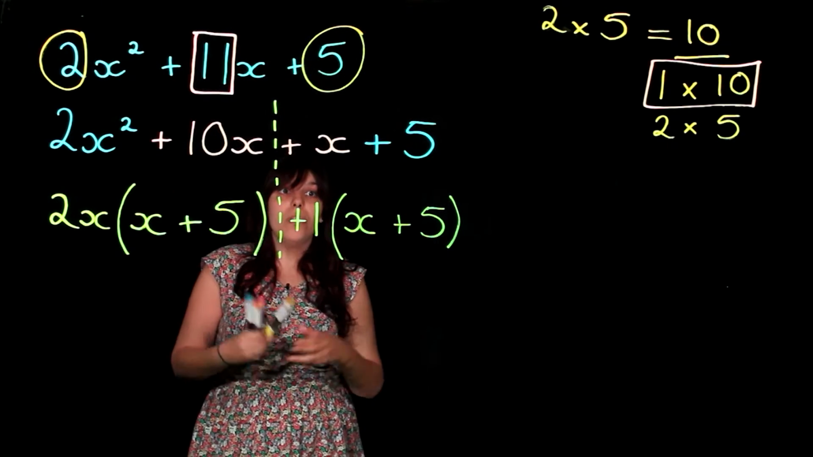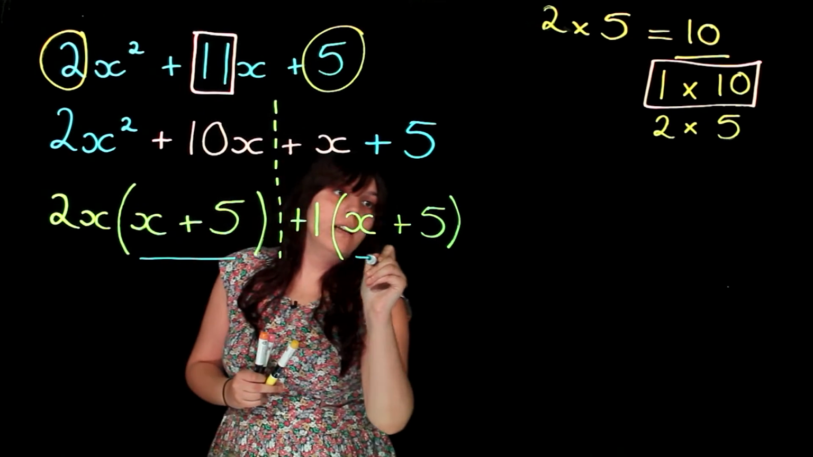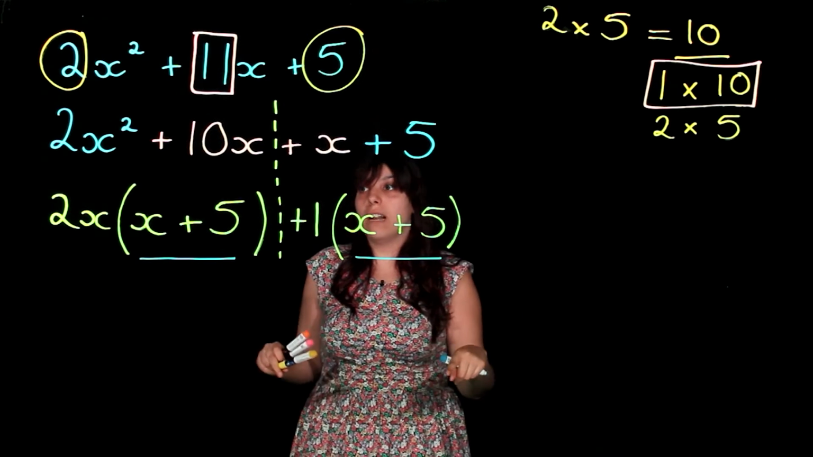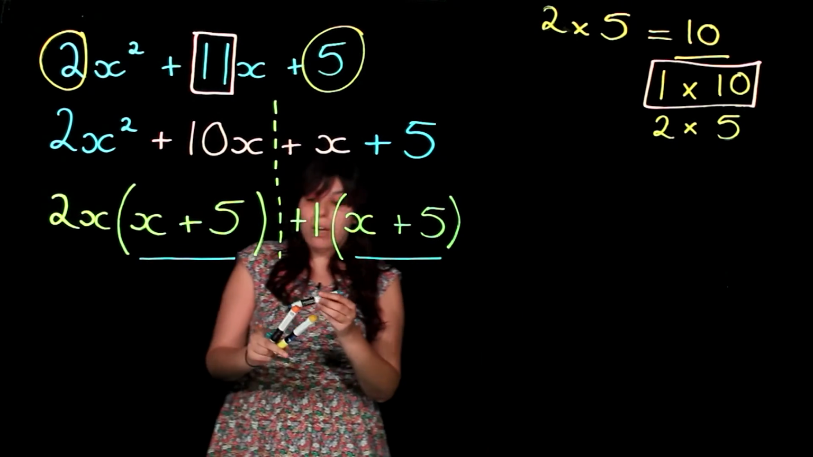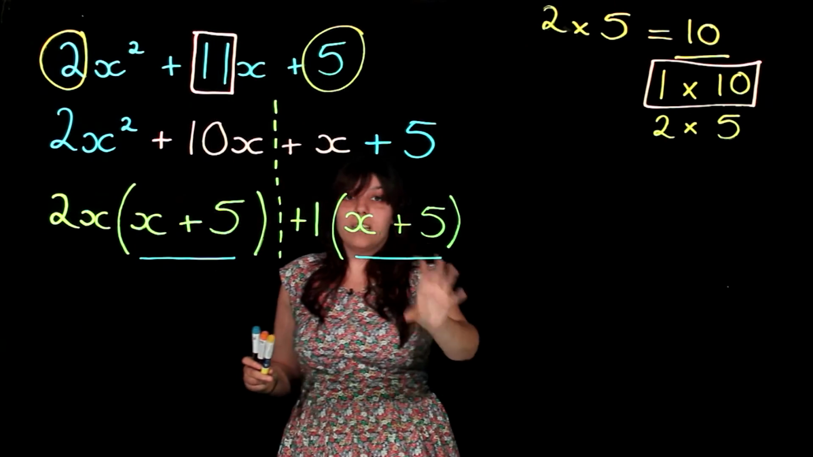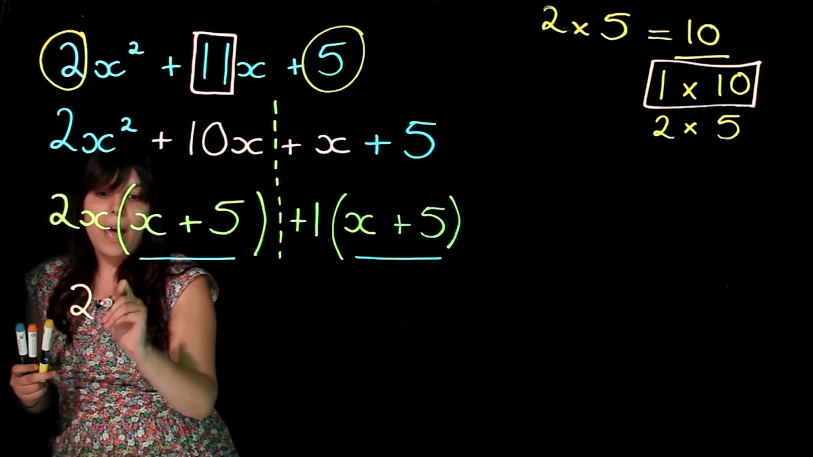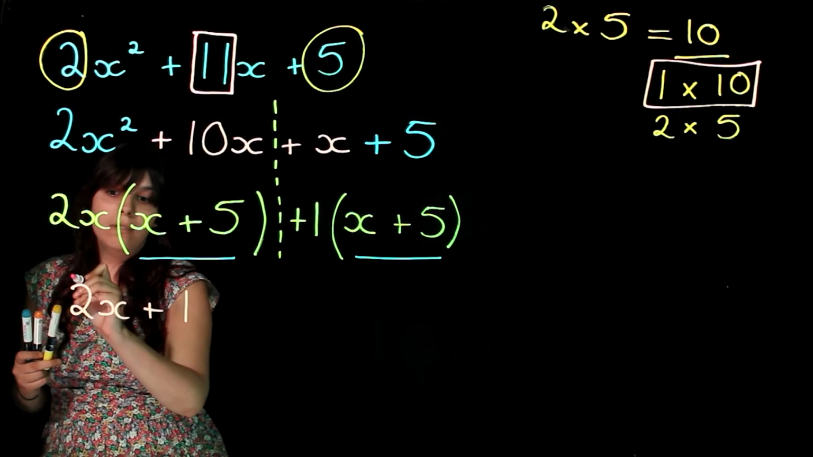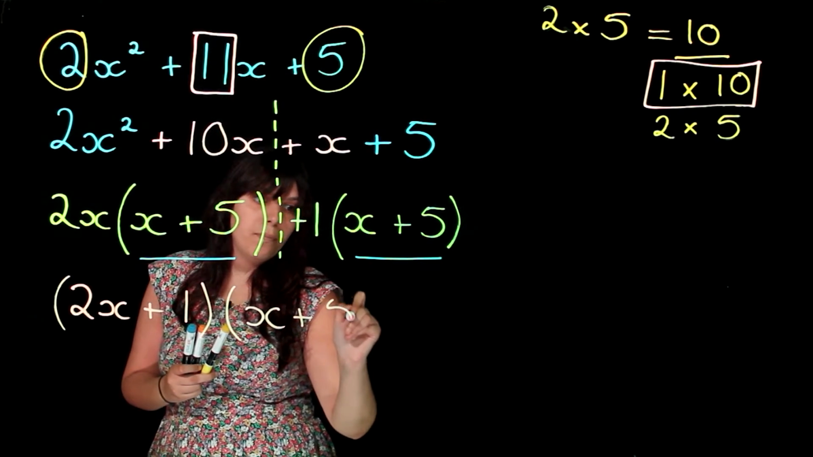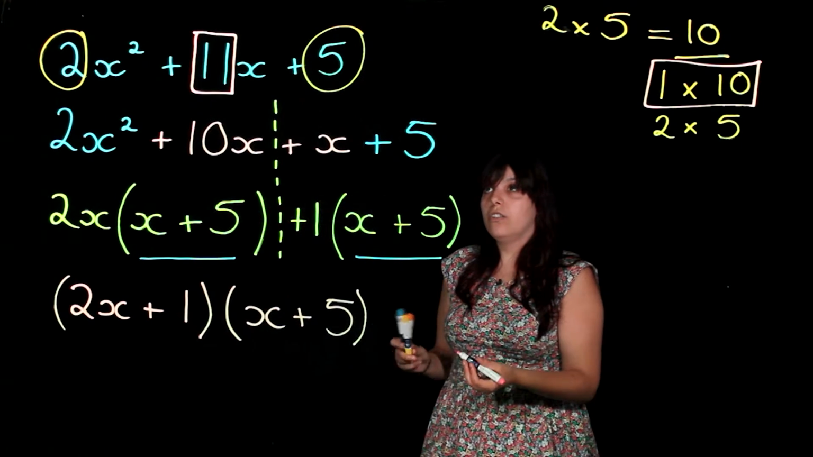Now, the really important thing at this step is to check: do these two brackets equal the same thing? If they aren't the same thing, you need to go back and start again, because they've got to be the same. Because they're the same, I know that I want 2 lots of x plus 5 and 1 lot of x plus 5. So that means that actually I want 2x plus 1 lots of x plus 5. And that is the factorised solution.